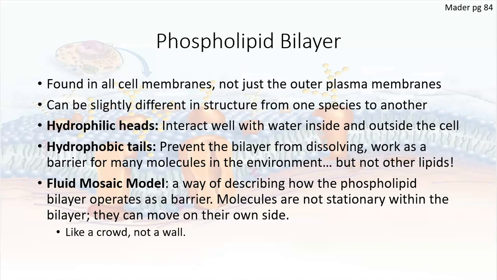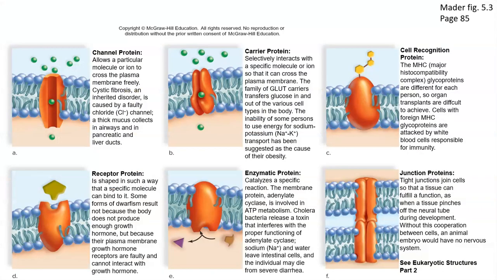I'm going to show you the different types of proteins that we find in here because those turn out to be super important, and we've actually talked about some of them already. This particular picture is found on page 85 in your textbook. It's figure 5.3. We've actually already talked about one of these, the junction proteins, the things that allow cells to molecularly attach to their neighbors. These we've already talked about. So, like I said, see Eukaryotic Structures Part 2. You can go back, take a look, and read up on these different types of junction proteins.